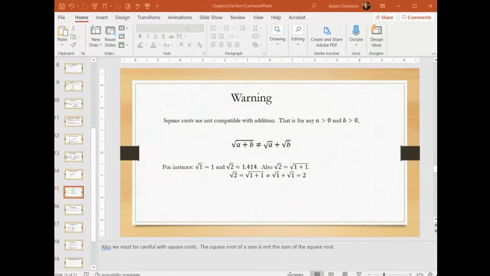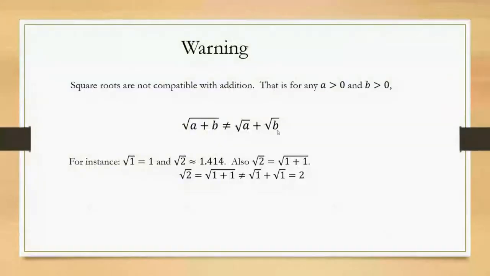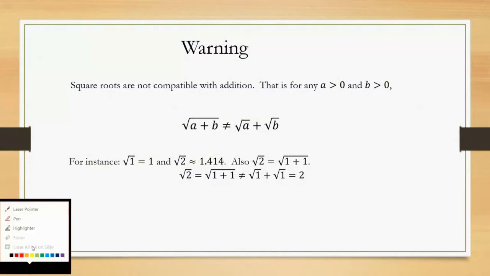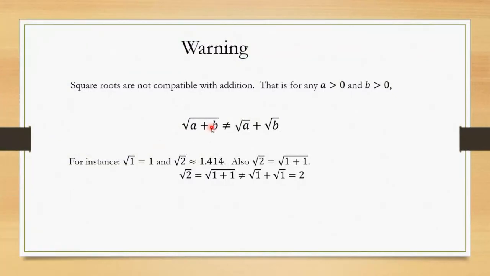Okay, so again, with the square roots, you want to be careful. That's what I'm trying to illustrate here. Again, if you take A and B to be any two positive numbers you want, you would see that the square root of A plus B will not equal the square root of A plus the square root of B.